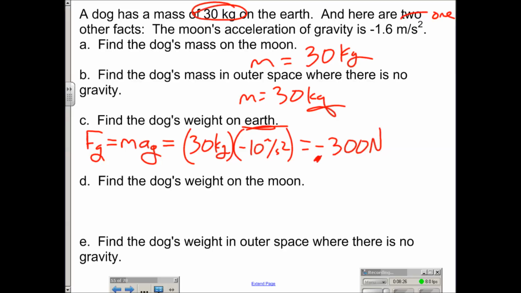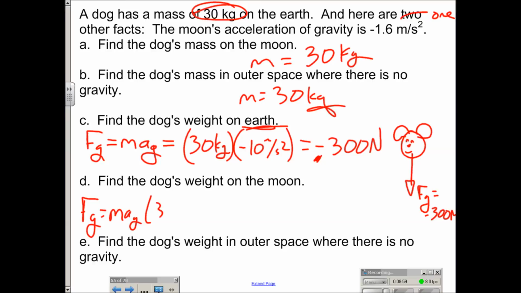Gravity pulls stuff down. If this is my dog, then gravity is pulling him down with a force of 300 newtons. It's not unusual to just say the dog weighs 300 newtons, and you just understand that it's negative. Occasionally in a problem, I might say a dog weighs 300 newtons, and it's up to you to determine that it's negative. Now, on the moon, the dog is going to weigh less.